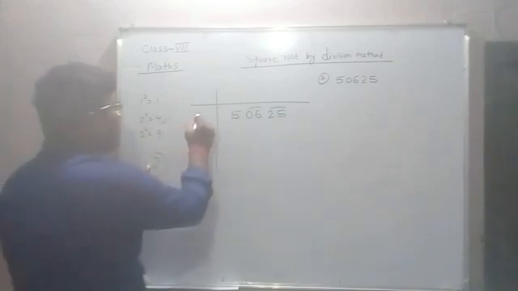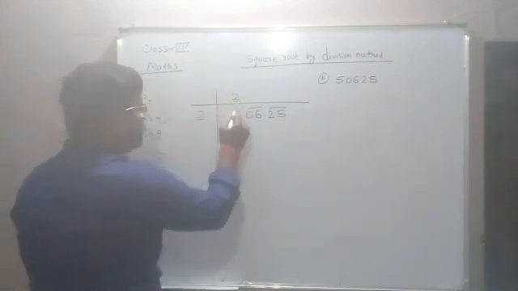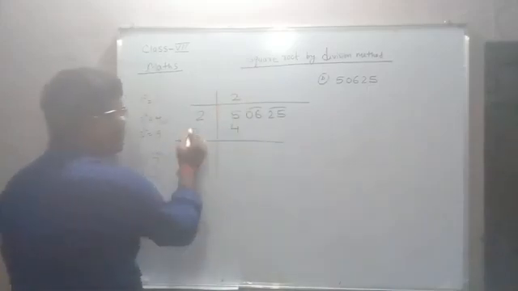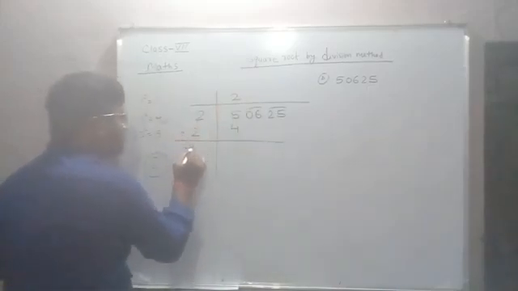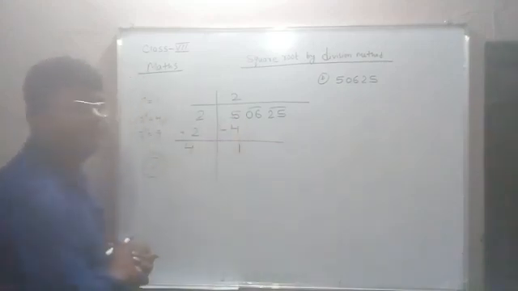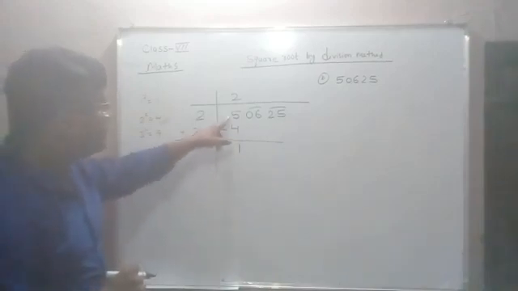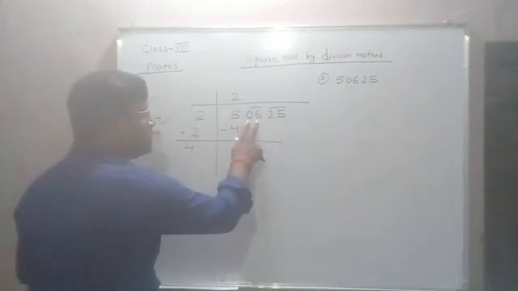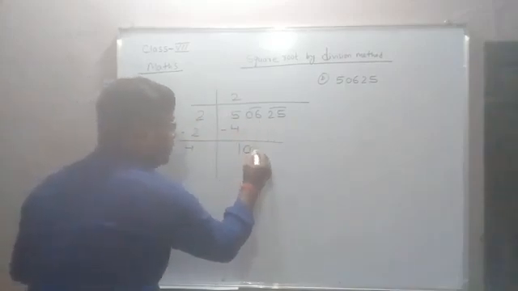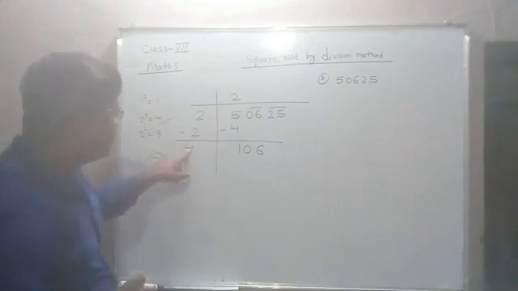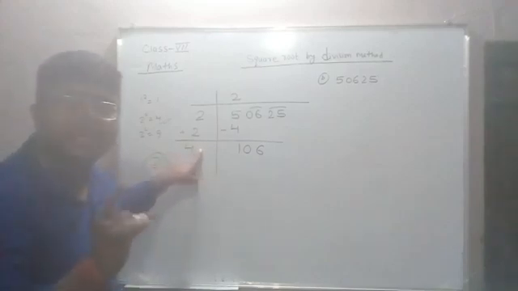So 2 we will write in the 3 place. 2 times 2 is 4. And one more place we will write 2 here. Here we need to add, but here we need to subtract. So how much did we get here? 5 minus 4, that is your 1. After doing the first, now your 2-digit pair will come down. At once the 2 digits will come here: 06.